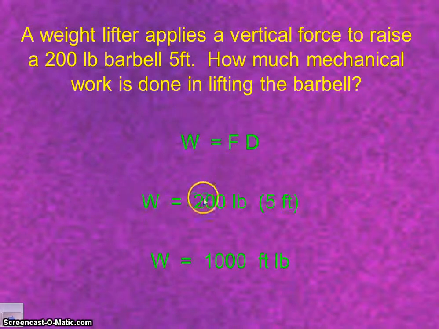That's going to be 200 pounds. That's your force. Your distance is 5 feet. You multiply these two together. And look, you get 200 times 5 will give you 1,000. When you multiply your units together, you get foot-pounds. So your answer there is the weightlifter has to apply at least 1,000 foot-pounds to lift that barbell 5 feet.